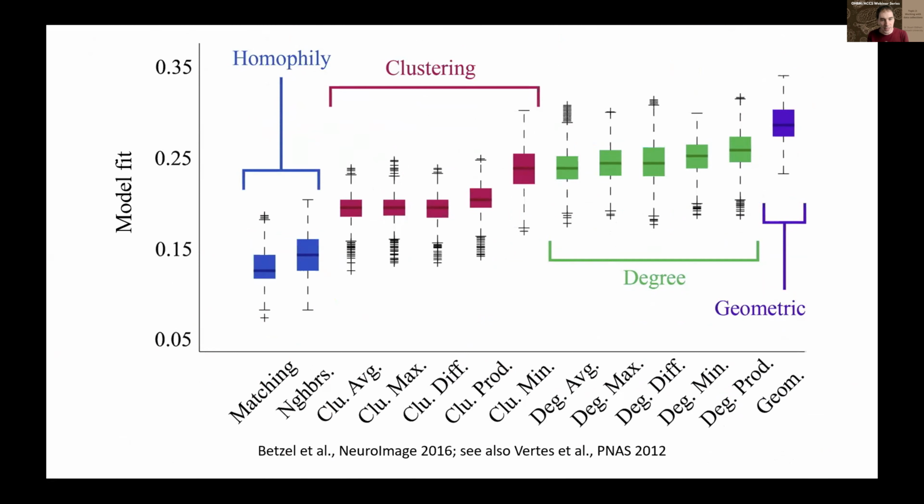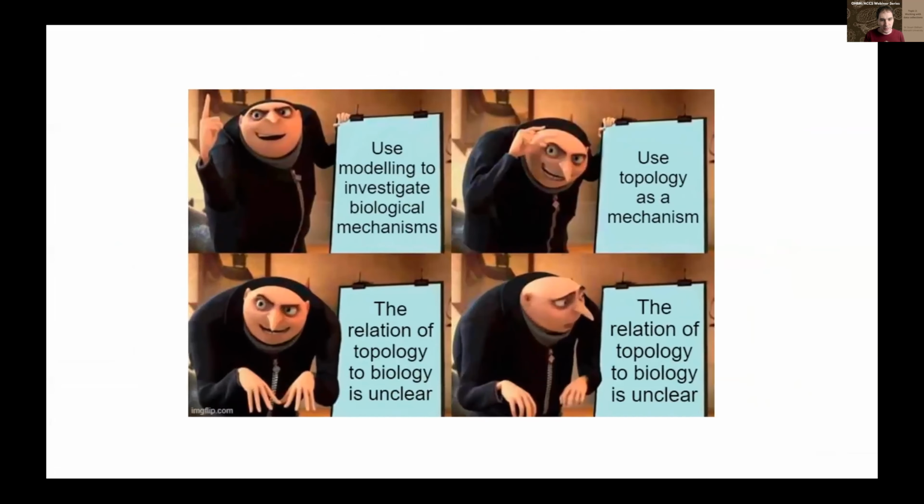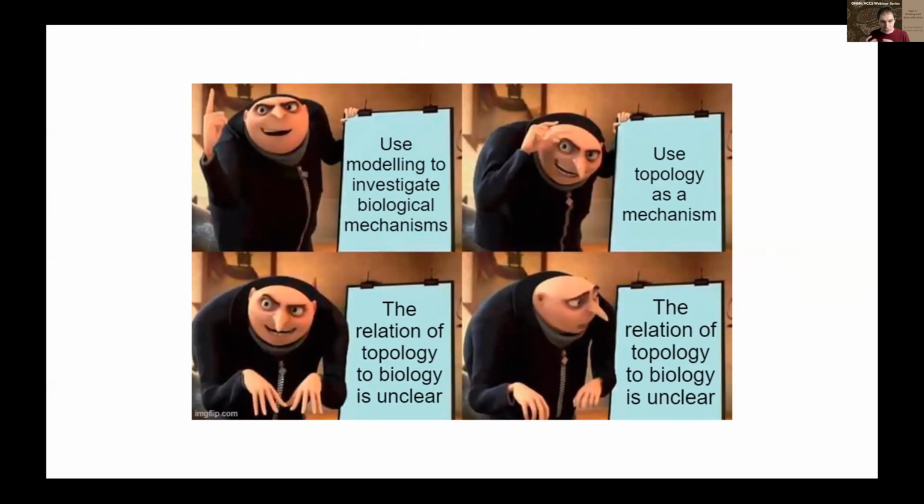But we thought there were some issues with generative models which we wanted to explore, of which I'll be highlighting 2 today. The first concerns biological plausibility. These topological measures, which we're including in the term, are somewhat abstract, and it's hard to link them to underlying physiological mechanisms. So we wanted to see if we could include more biologically grounded constraints into the model.